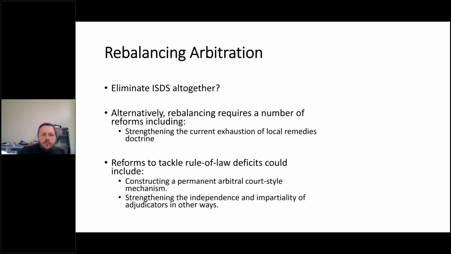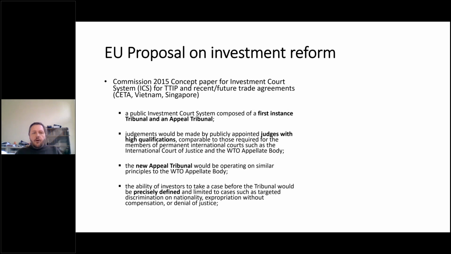But there are also quite a few who want to propose reforms to the current system, especially to tackle what's at the bottom of the slide, what they call rule of law deficits. And that could imply constructing a permanent arbitral court-style mechanism like the WTO, and strengthening especially the independence of people involved in the system and having a review system. Now, in that last part of reform, that's where the EU is making several proposals.